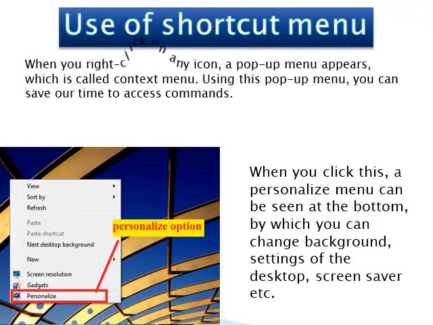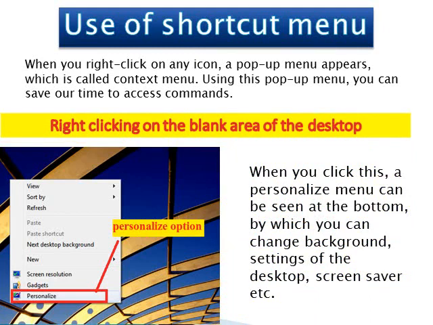Use of shortcut menu. When you right-click on any icon, a pop-up menu appears, which is called context menu. Using this pop-up menu, you can save your time to access commands. Right-click on different areas and objects will display different sets of commands in the context menu. The context menu is also called the shortcut menu. You will find the properties option at the bottom of the list.